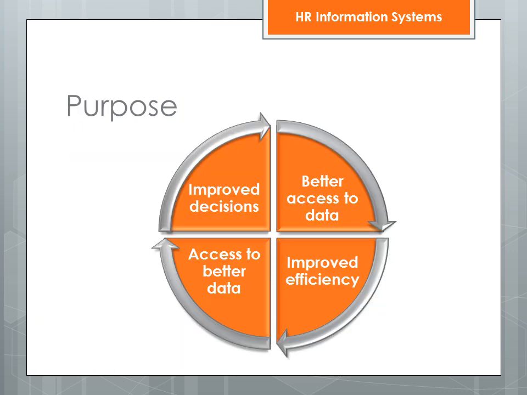There are four main purposes of an HR information system, and as you can see by this graphic, they are all interconnected, and one supports the next. The first that we will talk about is better access to data. This is true both within and outside of the typical HR function. With an HRIS, people have better visibility into the data and more access into the system.